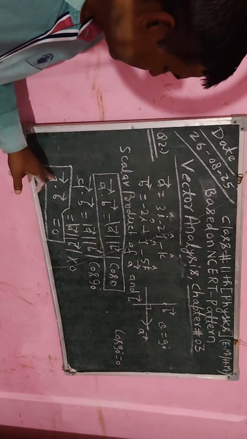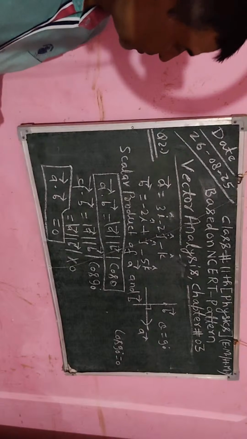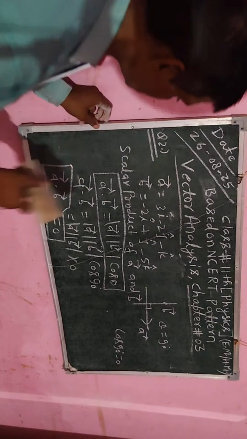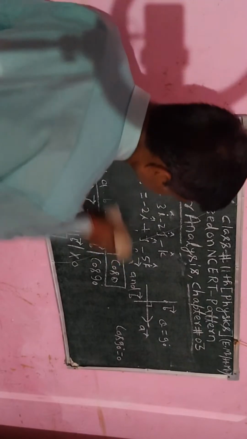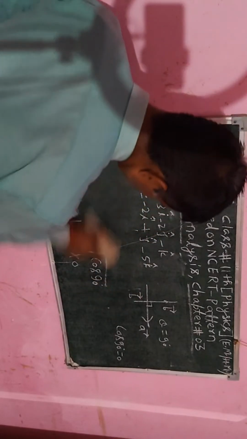Now one vector is given A and the other is B. So what will be its multiplication? I will write its multiplication clearly. That multiplication will be as follows.